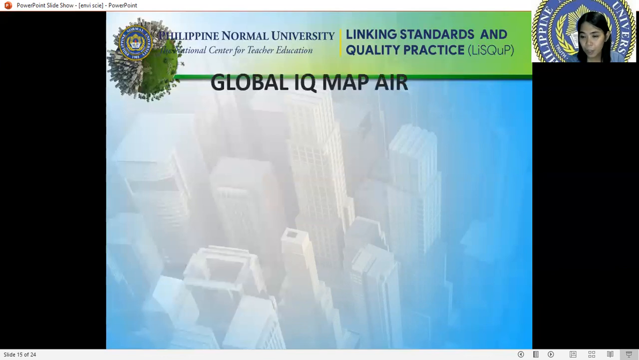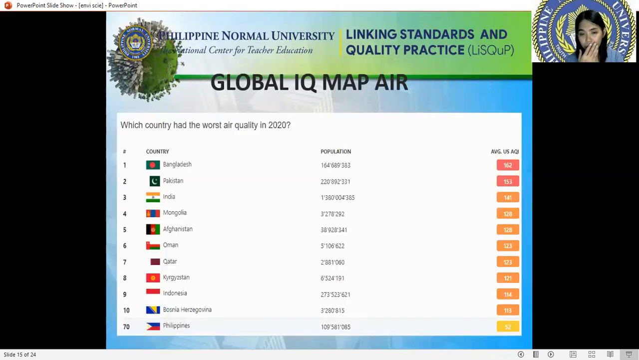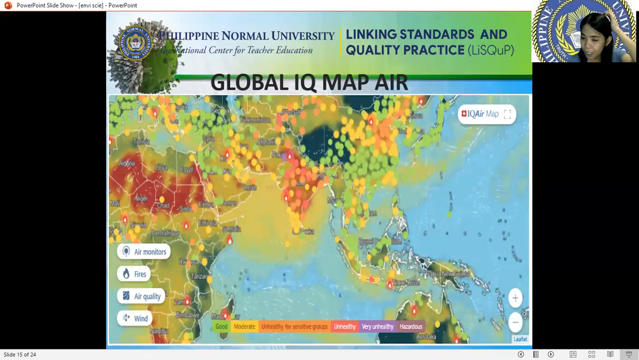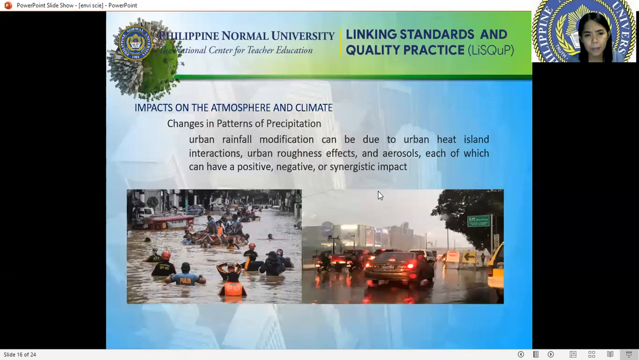So comparing also in the global IQAir map, ang rank ng Philippines is 70, and then the corresponding AQI, or air quality index, is 52. The interpretation of that according to WHO is moderate. So the quality of air in the Philippines is moderate. So kitang-kita naman sa comparison ng data natin sa global IQAir map, you can see here that the country has a good to moderate air quality compared to other countries.